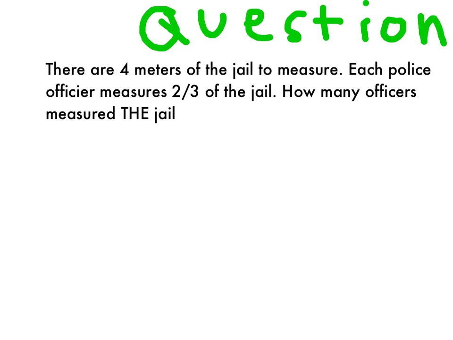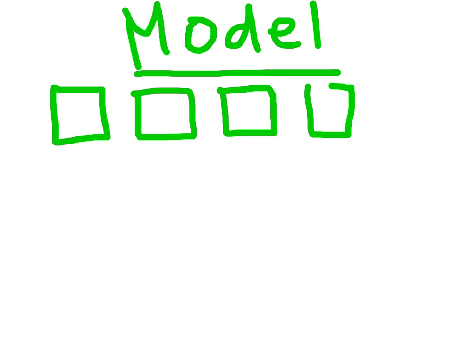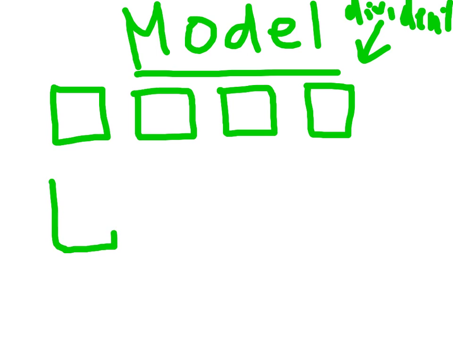So first, let's model it. So this is the model. So we have 4, which is the dividend, and we have 2/3, which is the divisor.